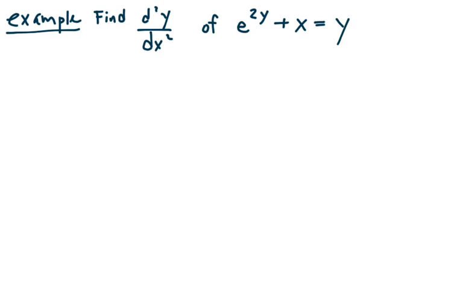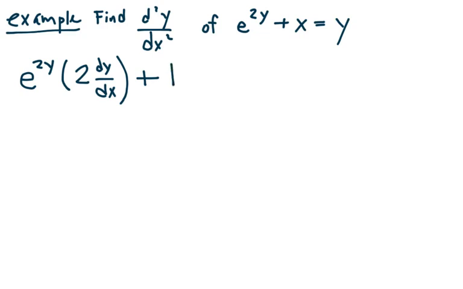So the first term is e to the 2y. So the derivative of e to the 2y is e to the 2y, and then we apply the chain rule. So we have e to the 2y times the derivative of its exponent, 2y, which is 2 dy dx. And then we have plus the derivative of x, which is 1, and that's equal to dy dx.